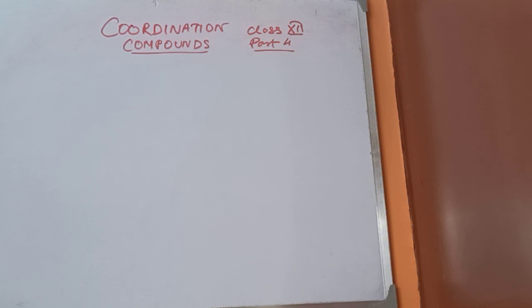For coordination compounds, just remember one thing: for being optically active, a substance should not have a plane of symmetry. Asymmetry is very much required for optical isomerism to take place. There should not be a plane of symmetry. For that reason, the square planar complexes do not show optical isomerism because they have a plane of symmetry.